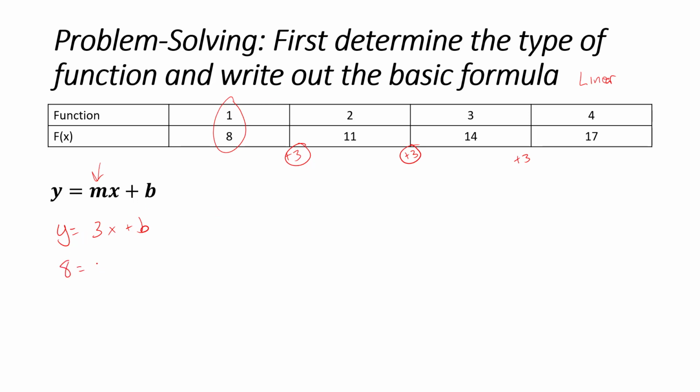8 is equal to 3 times 1 plus b. Well, 3 times 1 is 3 plus b is equal to 8. Subtract 3 from both sides. 5 is equal to b. So I now know that b is equal to 5. I know that m is equal to 3. I can write an equation. Y is equal to 3x plus 5.